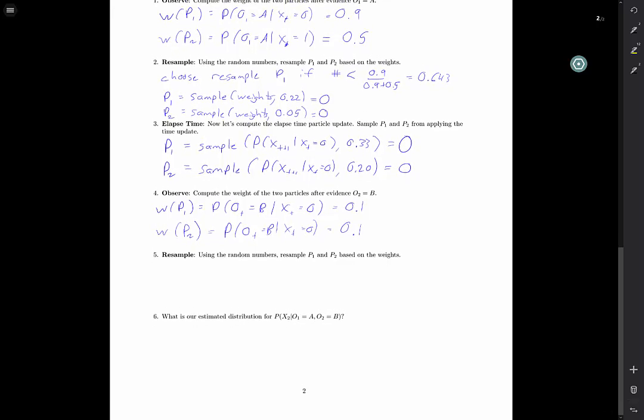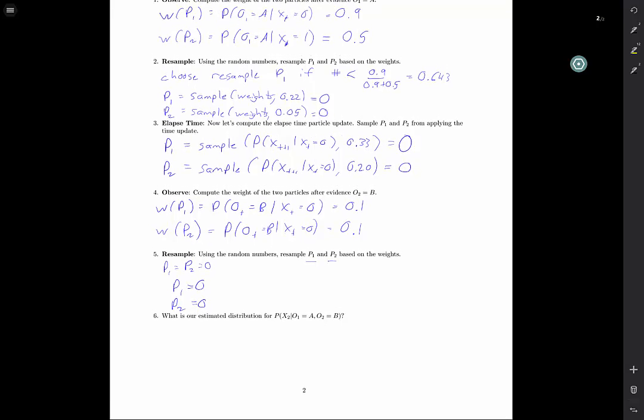So now in step 5, they say using the random numbers, resample P1 and P2 based on the weights. Well, we noticed that P1 and P2 are both 0. So since we're resampling from these particles and all the particles are 0, it's going to stay the same. So after resampling, no matter what, P1 equals 0 and P2 equals 0. Okay, so now for number 6.